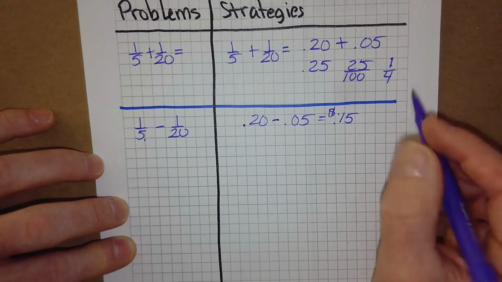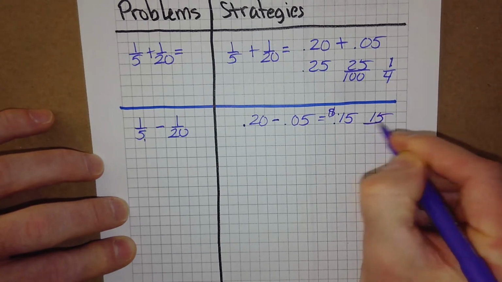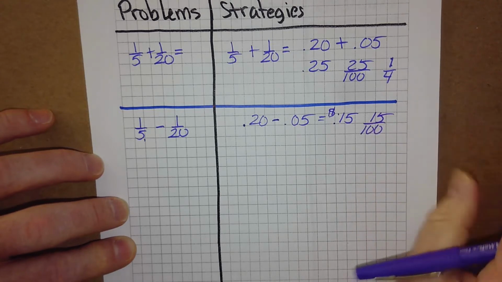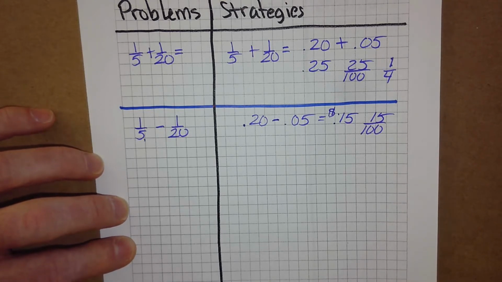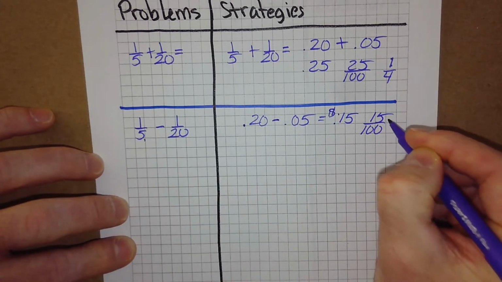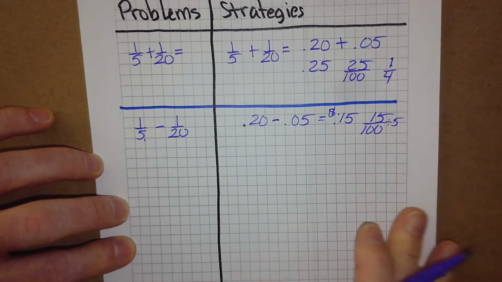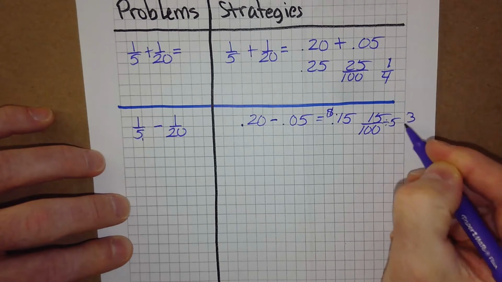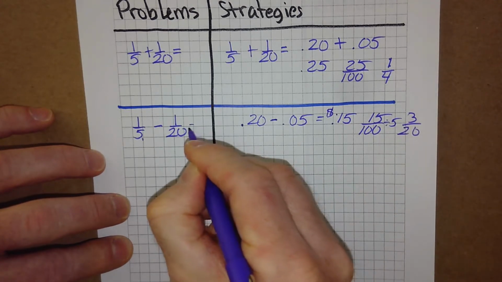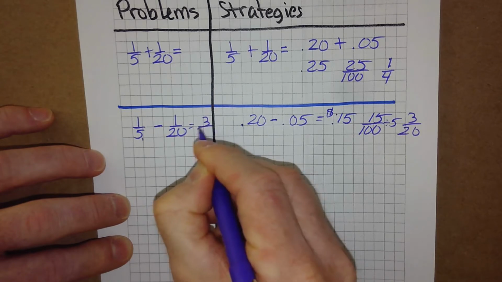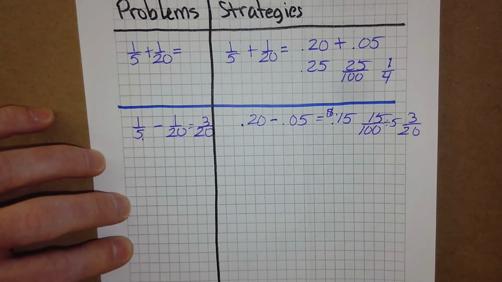Yep. 15 hundredths. And then we have to reduce. So what divides into 15 and divides into 100? The greatest common factor. 5 is the biggest number. So 15 divided by 5 is 3. And 100 divided by 5? 20. 3/20ths. Good. Now there's another way.